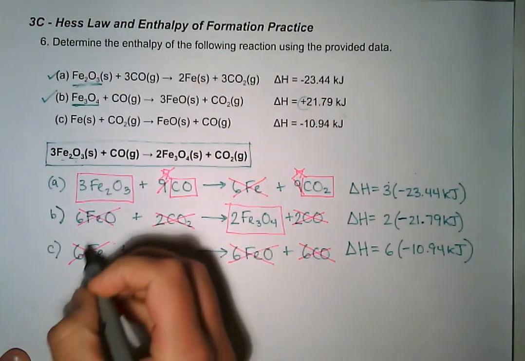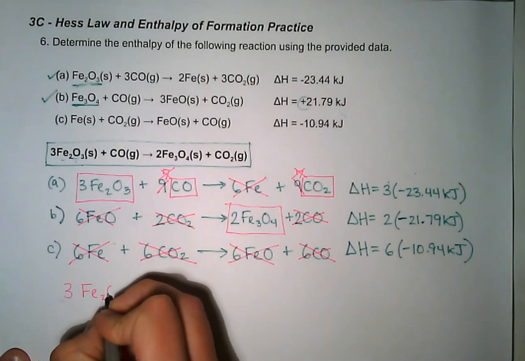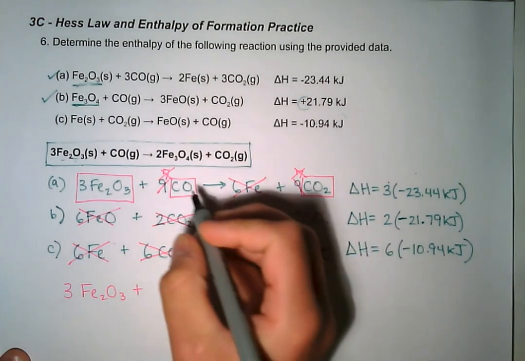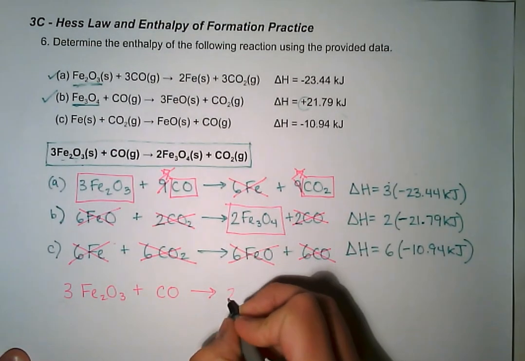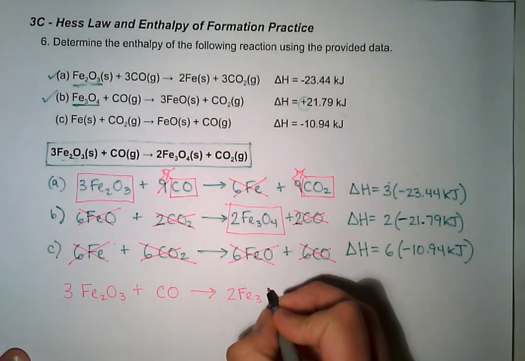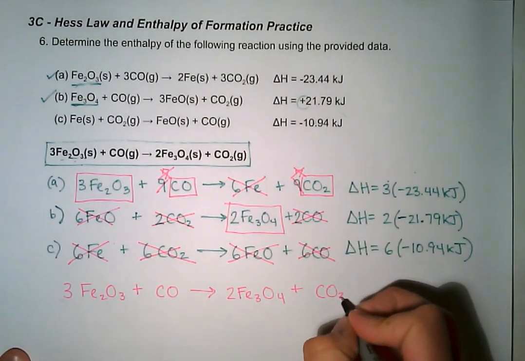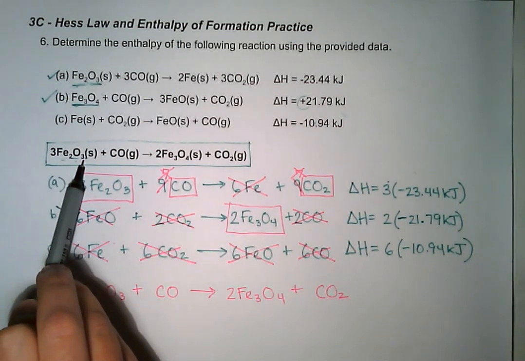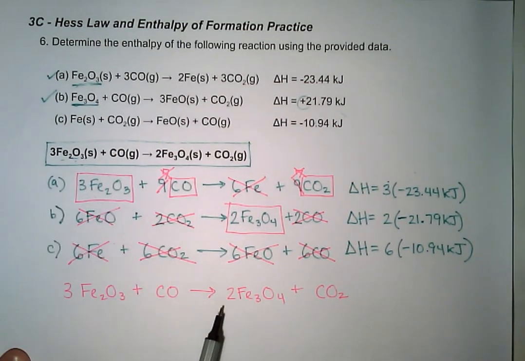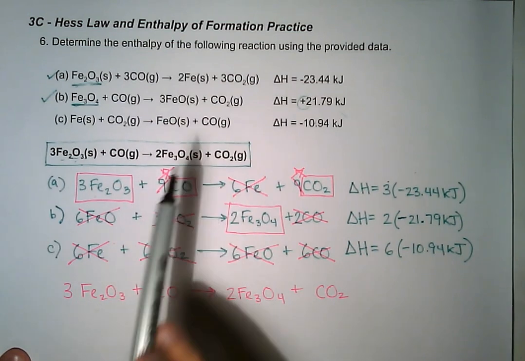So let's just rewrite this. Let's write our reactants: 3 Fe2O3 plus CO gives us 2 Fe3O4 plus CO2. Let's hope that matches up with our target reaction. 3 Fe2O3 plus CO gives us Fe3O4, 2 of those, plus CO2. So that does match up.